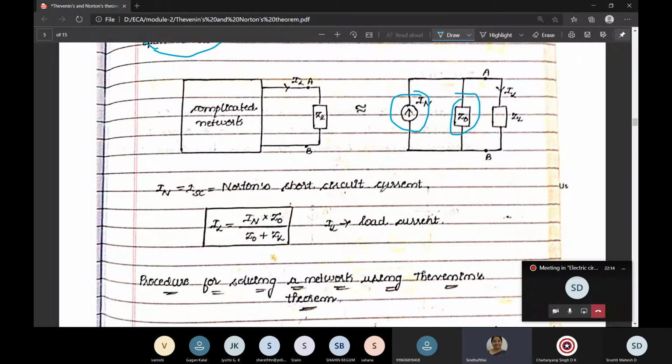And the load current IL, how to find it out? We know the branch current. It is like a branch current only, that is the main current times the opposite branch, that is IN into Z0, divided by the sum of the impedances, that is Z0 plus ZL. So IL is the load current.